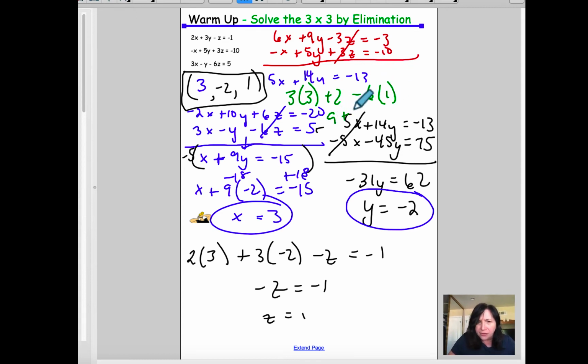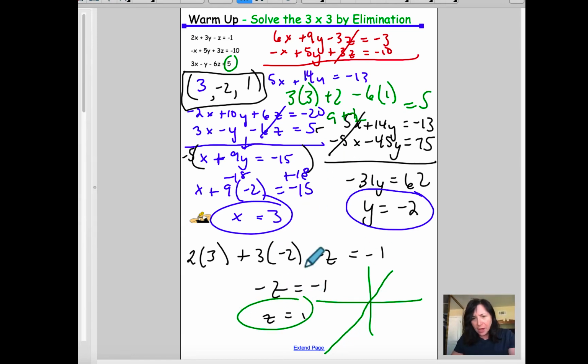So 9 plus 2, what is that, 11? 11 minus 6 is 5. And 5 is my answer. Check. So we got that. The last thing that I would suggest is to make sure that you can graph the intersection point, because we have the intersection point here. So let's do that on our graph.